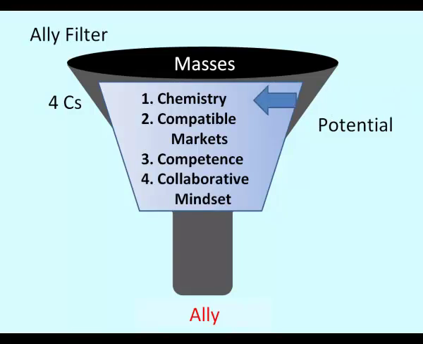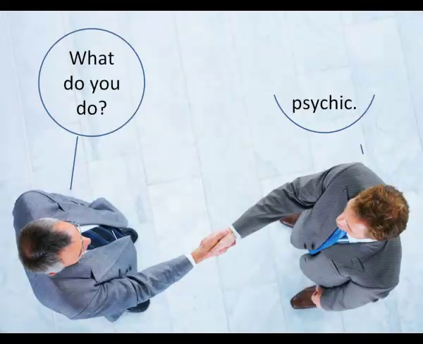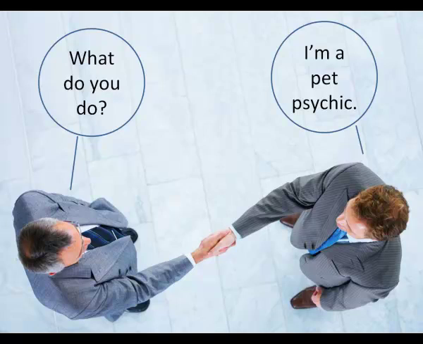When you meet someone new, you know right away if you have chemistry. Your intuition tells you if you like them, trust them, and want to spend more time with them. You can figure out the second criteria, compatible markets, by asking them a few questions about their profession and industry. That'll tell you if they have access to your prospects. So, what do you do? I'm a pet psychic. Okay, this guy probably doesn't have access to your prospects. He isn't in a compatible market.